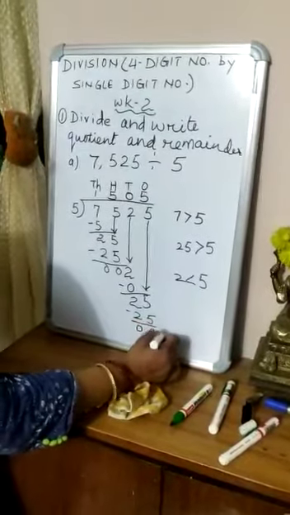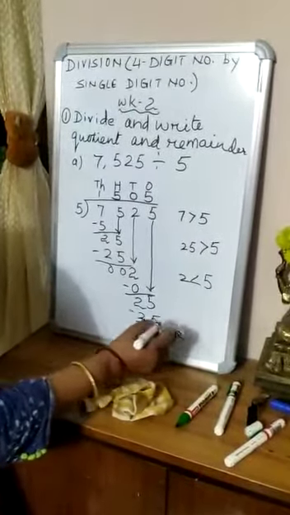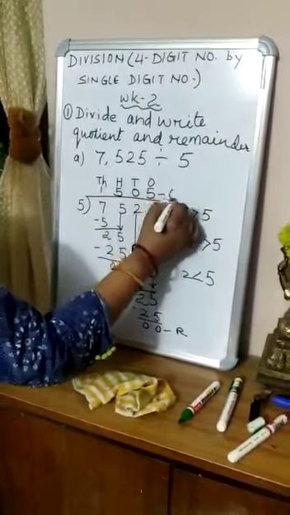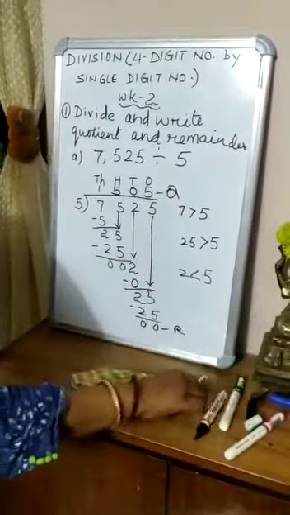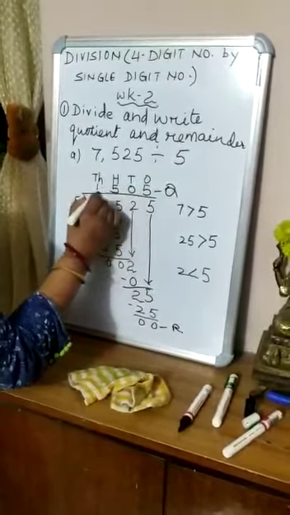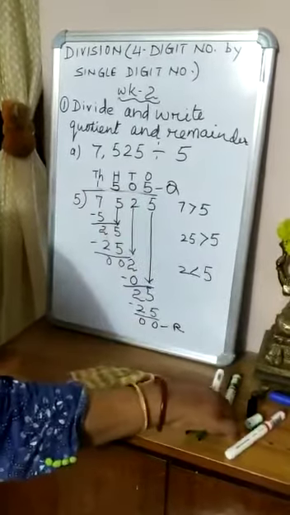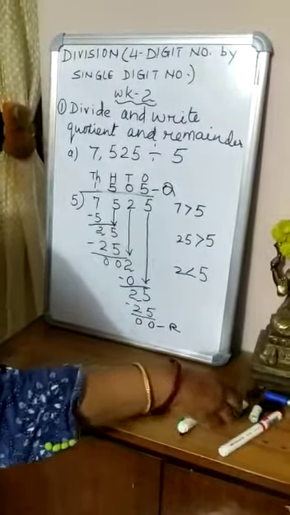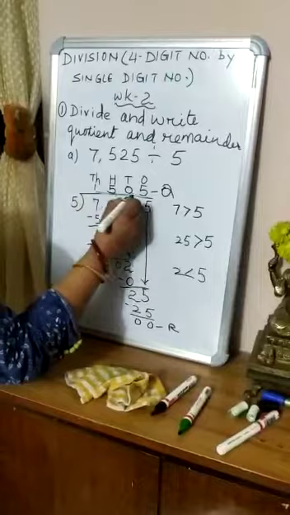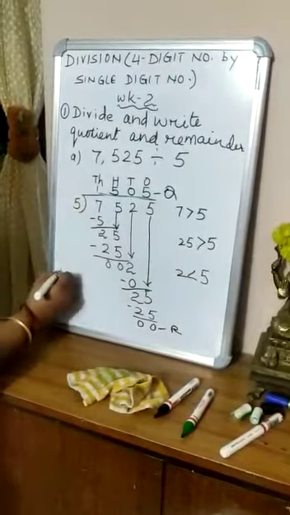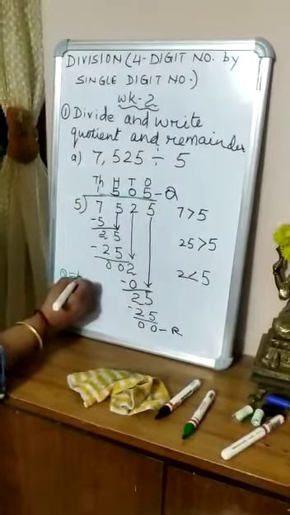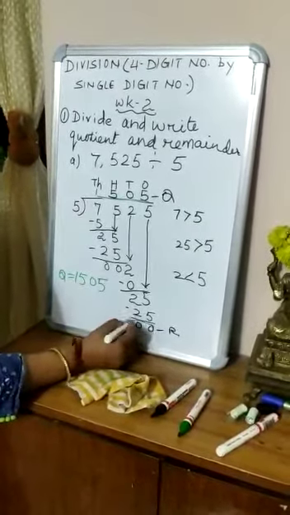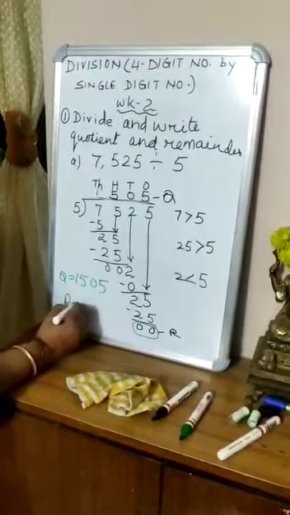So here 0 is the remainder and 1505 is the quotient. So here, children, what is the quotient? This is the quotient. 1505 is the quotient and the remainder is 0.